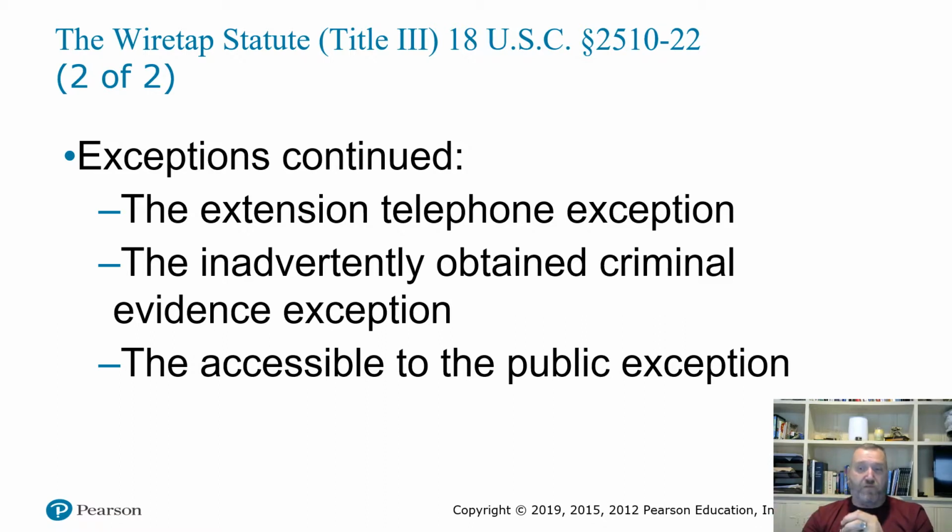And then the accessible to public exception. If I can get it through public records, then there is no expectation of privacy. Some of the things that fall into that today are CDR records, call detail records on cell phones and towers, because they're becoming business records, and I can now request those business records.